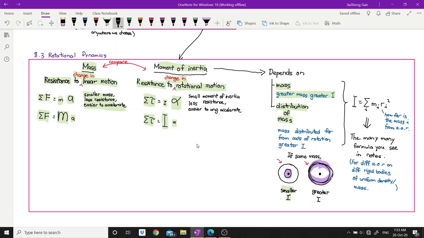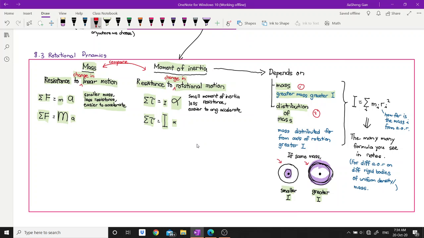It'll be harder to angularly accelerate it. It's harder to make that thing start turning. It's harder to make that thing stop turning. It's harder to change the rotational speed of that object itself. Then we can say the object has a greater moment of inertia. So those are the two things that the moment of inertia depends on: the mass and the distribution of mass.